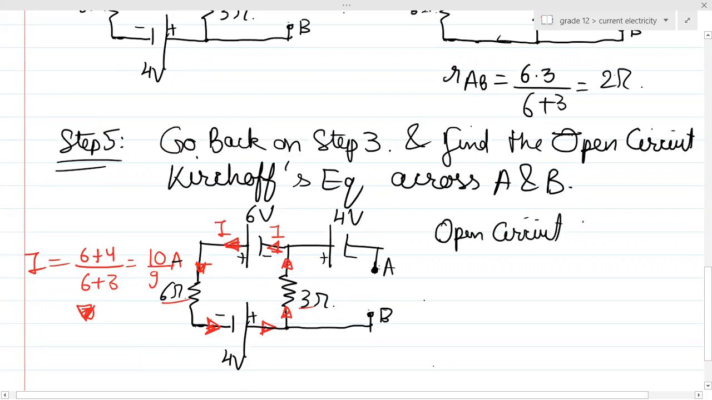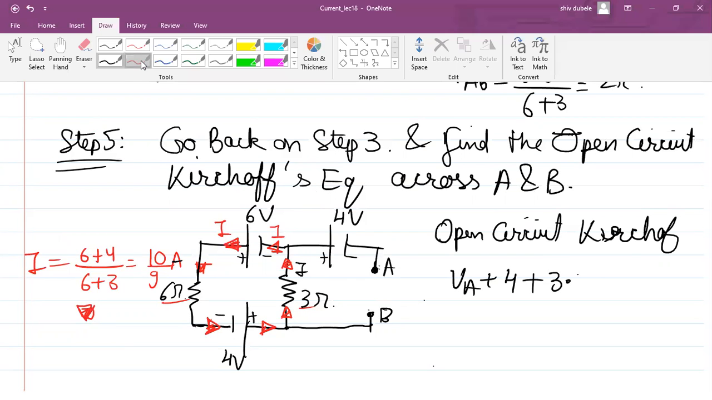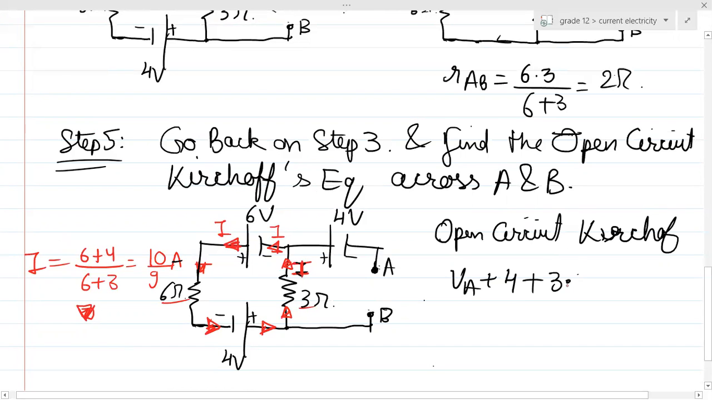So can anyone apply open circuit Kirchhoff for me? VA. Then you are entering from the negative terminal of the battery. So plus or minus? Guys, plus or minus? Plus. So plus 4. Can you see when you go through this 3 ohm resistor, are you moving in the direction or in the opposite direction? Opposite direction. So plus 3 multiplied by I. Where what is I? I was 10 by 9. You calculated it earlier, right? Yes, sir. So into 10 by 9.